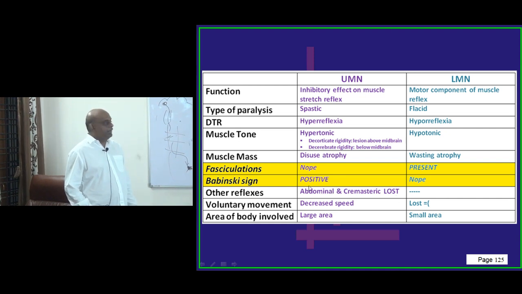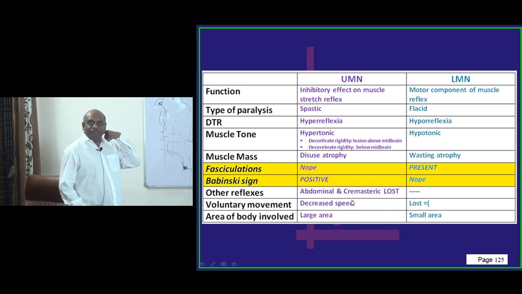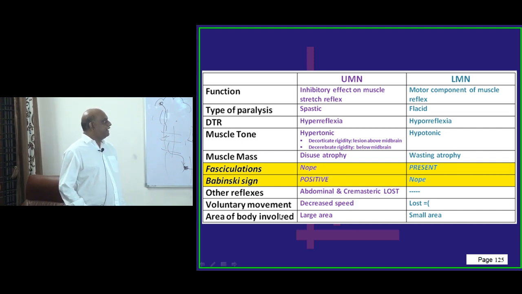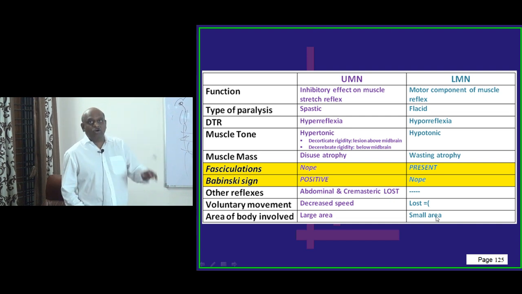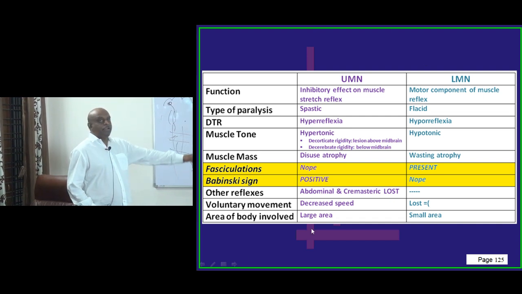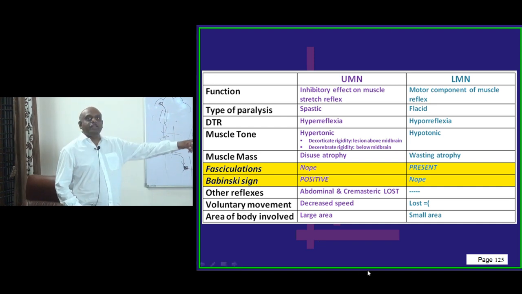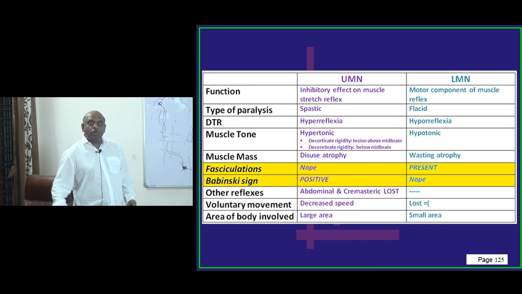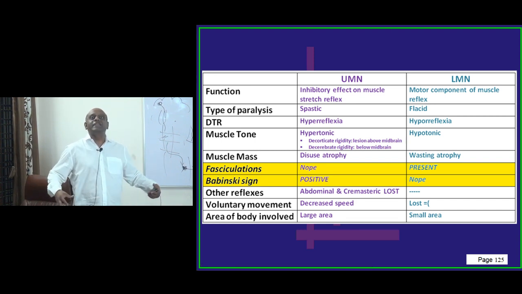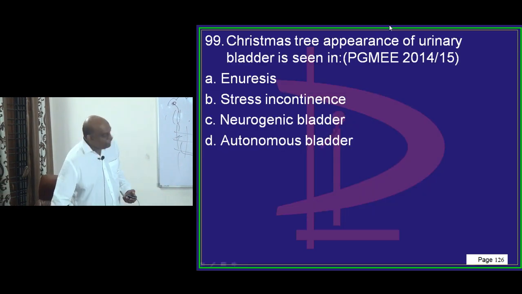Babinski is in UMN, and abdominal reflex, cremasteric reflex, they're all lost in UMN, and the voluntary movement is decreased in speed in UMN, but it's completely lost in LMN. And UMN lesions involve large areas of the body, whereas LMN lesions, for example poliomyelitis, only involve one particular quadriceps muscle instead of diffusely. So it is a small area in case of LMN, is what you need to remember.